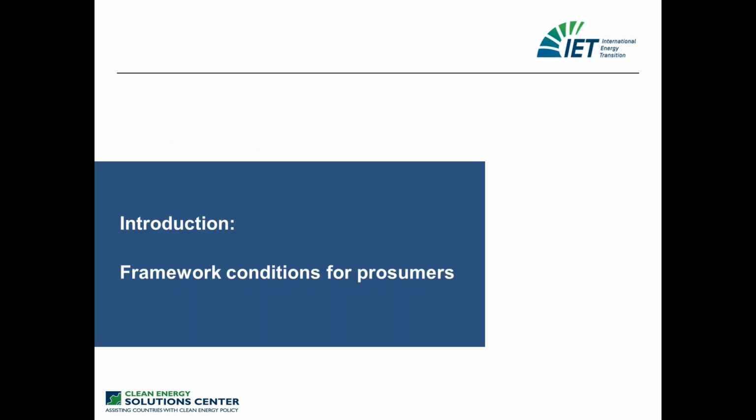First of all, let's take a quick look at framework conditions for prosumers. I was asked to be very precise on the definitions. A prosumer is someone who is consuming but also producing electricity, and this is how the terminology prosumer was created. The framework for prosumers largely depends on 2 factors: the cost of solar PV or distributed power generation technologies, and of course the retail electricity price.